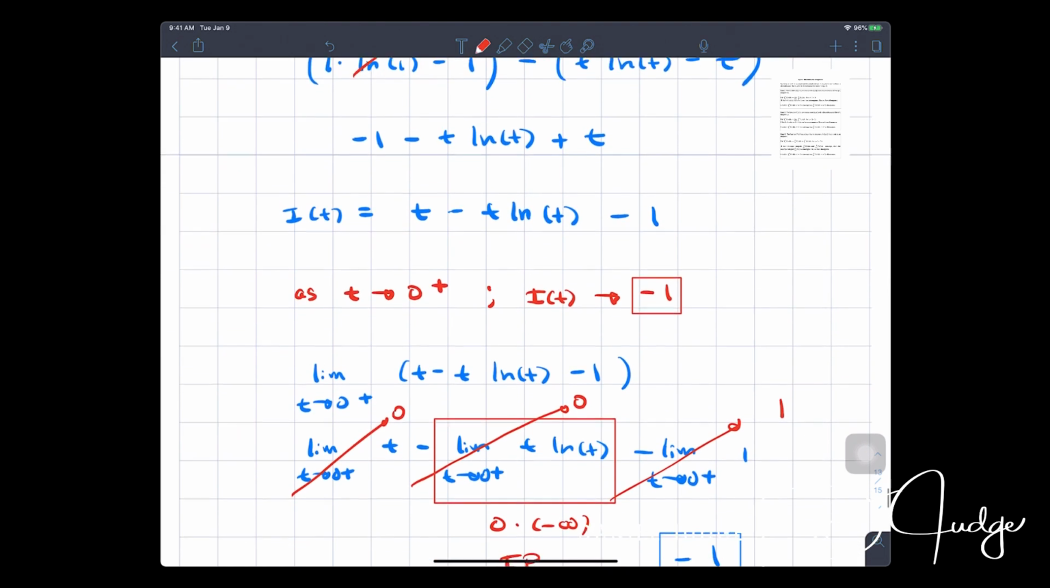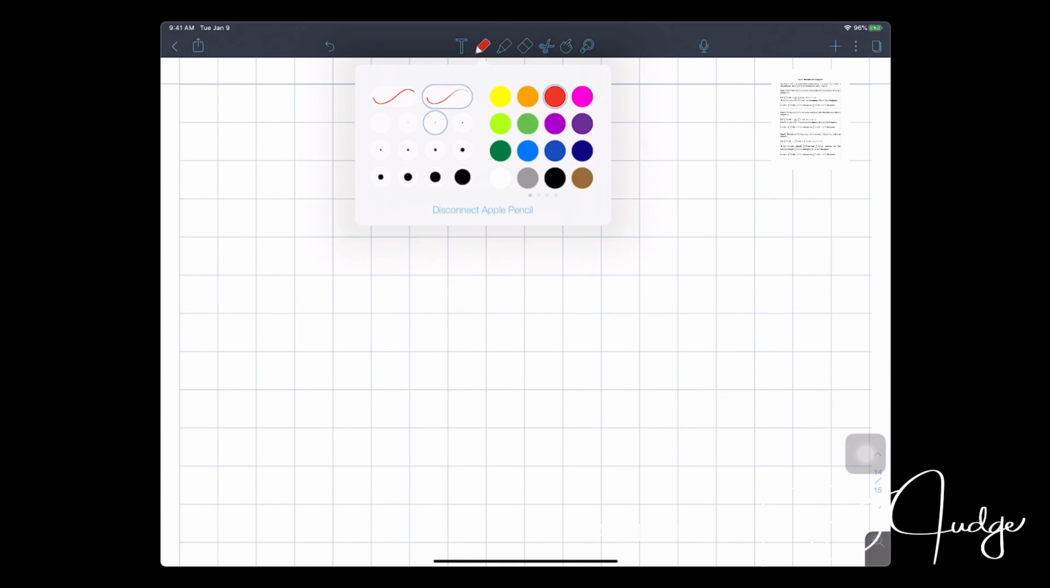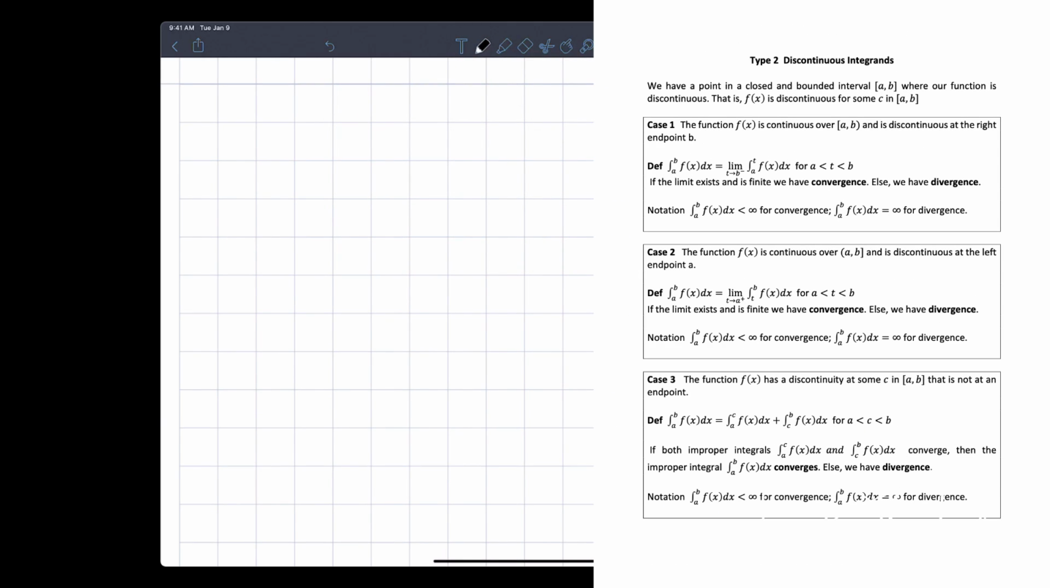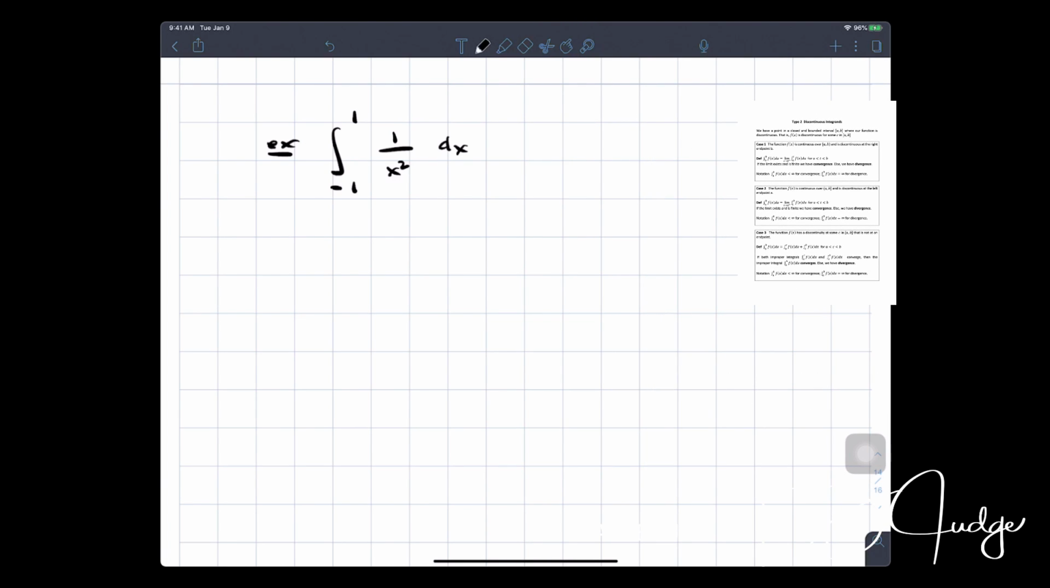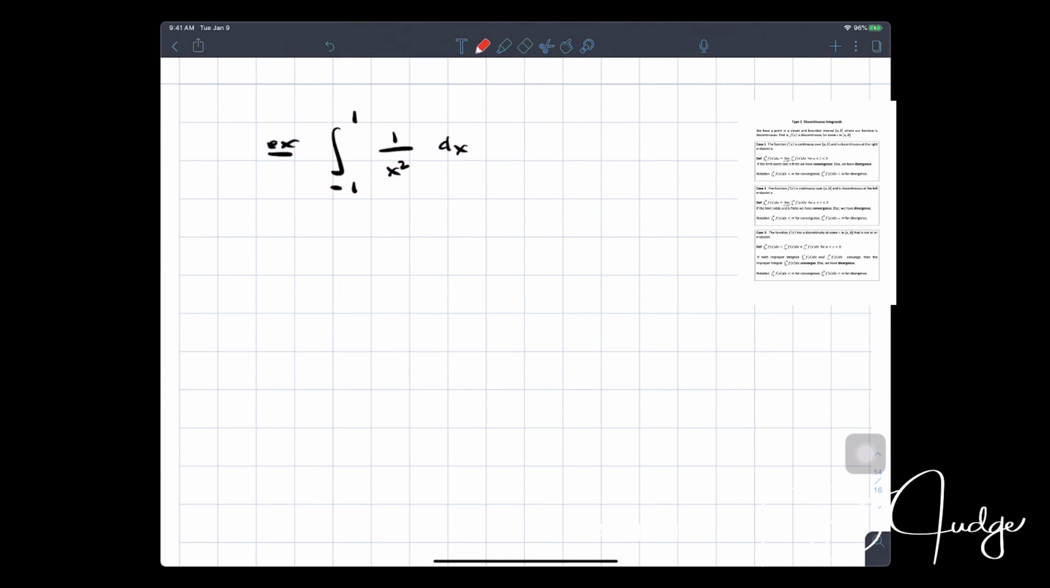Now, I want to show you another famous example of what happens where you have case 3. Now, notice what case 3 is. Here's going to be an example of case 3. Let's say the integral from negative 1 to 1 of 1 over x squared dx. Be very careful here. My interval is between negative 1 and 1.